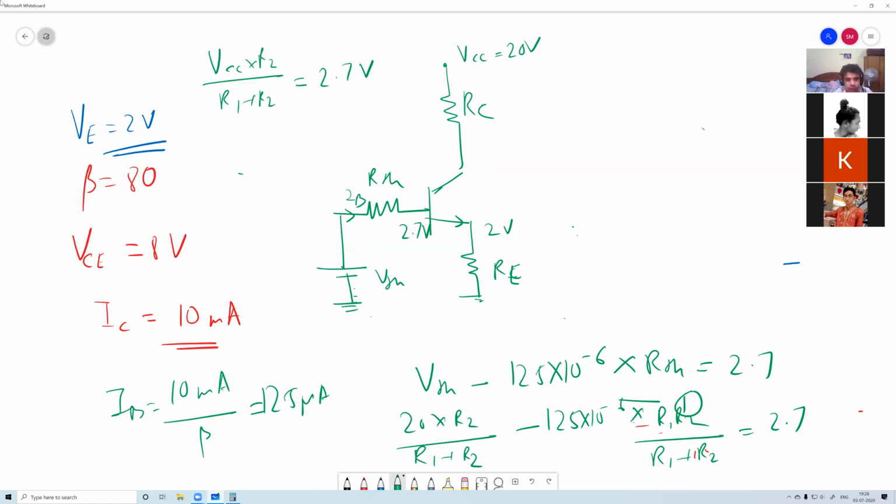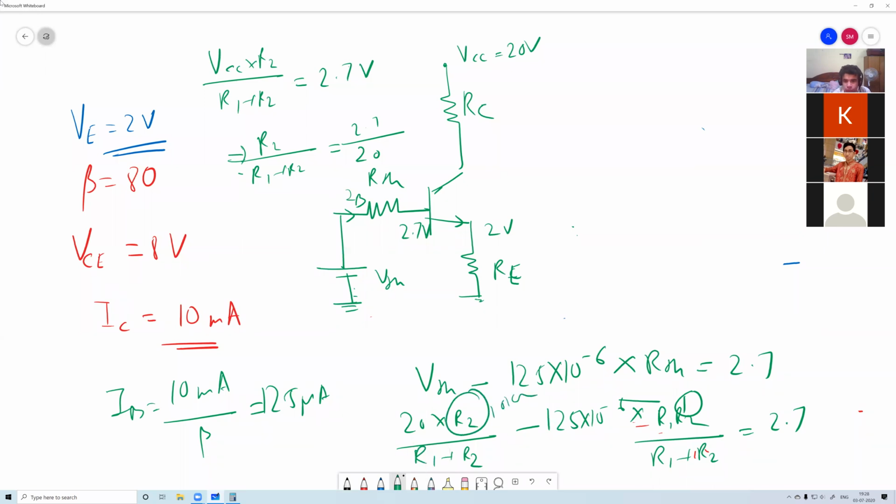Okay. And we will get R2 by R1 plus R2 as 2.7 by 20. Now we have to be careful that this R2 satisfies the input condition for approximate analysis. This is one way. The second way is that we can assume this to be some value, say 10 kilo ohms, and find the corresponding R1. So you can do either one. Any doubts regarding this?